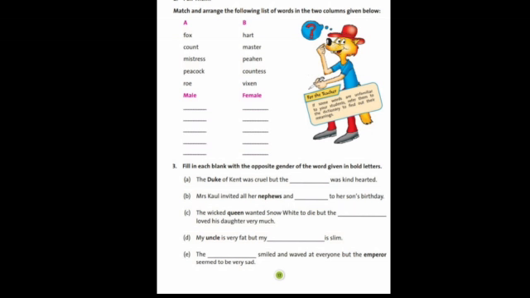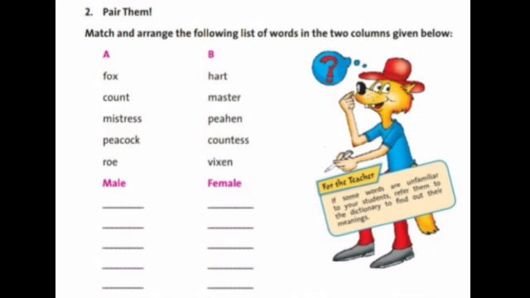Students, this is the next page of Do It Yourself. So here you have to pair them. We can see that here there are two columns, A and B. So here you have to match and arrange the following list of words in the two columns. First is the male column and second is the female column. In column A, the first word is fox. So students, what is the opposite gender of fox? Here vixen is the opposite gender of fox.